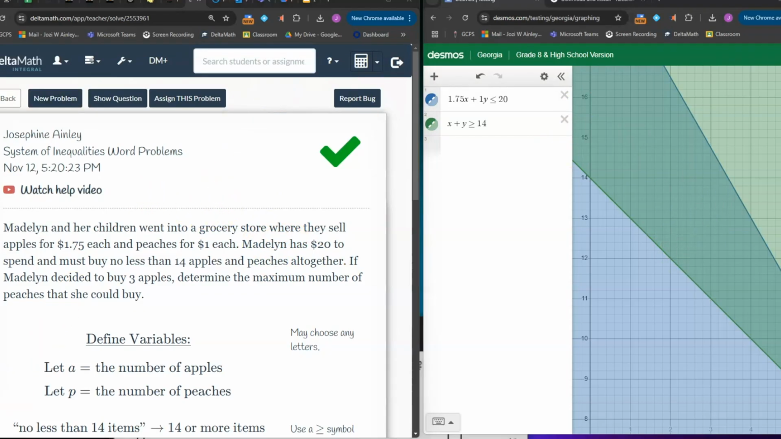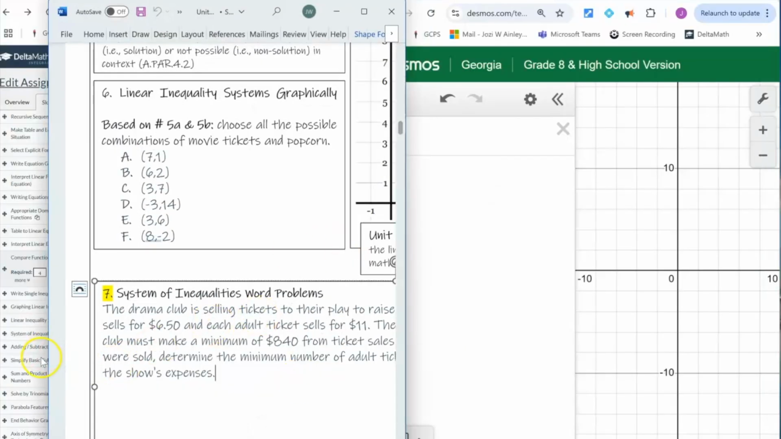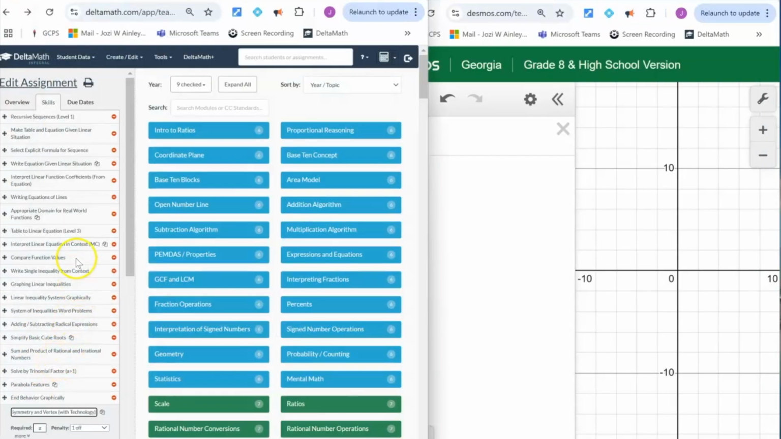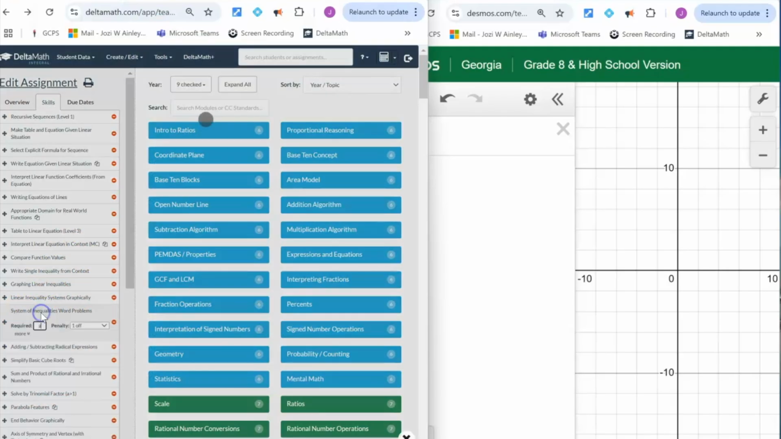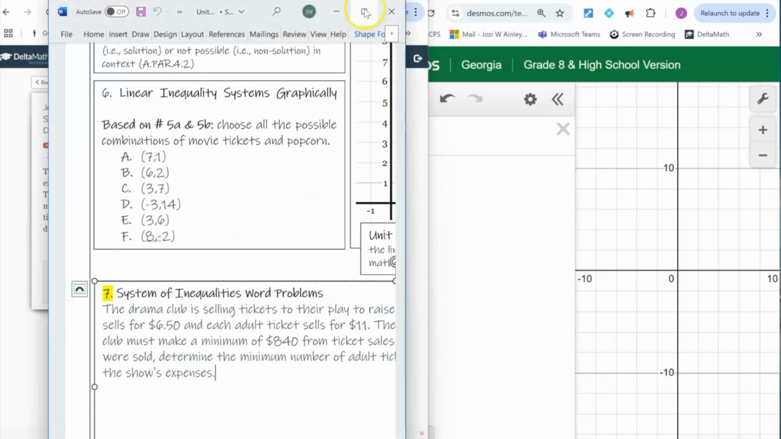Let's practice. All right, so we have Unit 2, AKS 3C, solve systems of linear inequalities by graphing the linear inequalities, including systems representing a mathematical applicable situation. So we're looking at systems of inequality word problems. I already have one pulled up, but you're going to go into your DeltaMath and look at systems of inequalities word problems. So it's this one right here, and those are the questions that you are doing. The question will change each time. I'm just going to do the one in our notes.